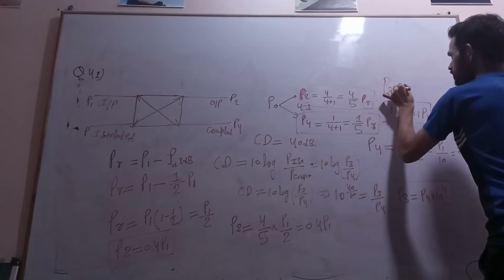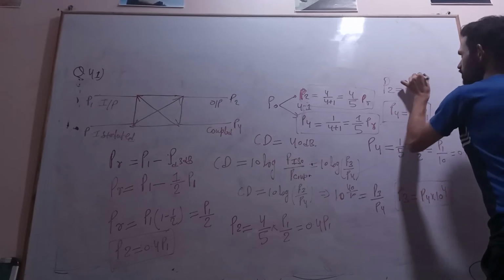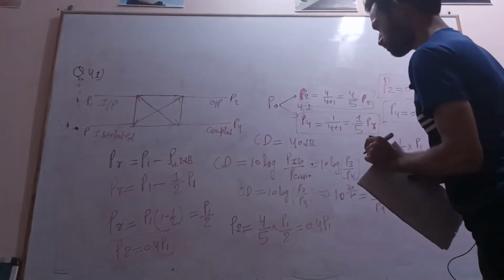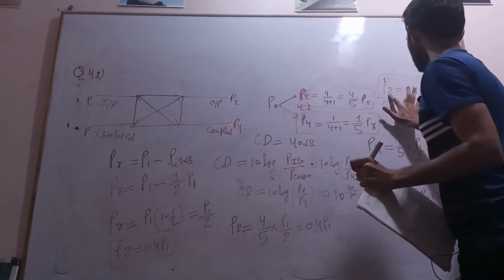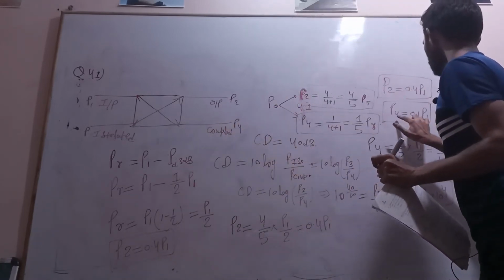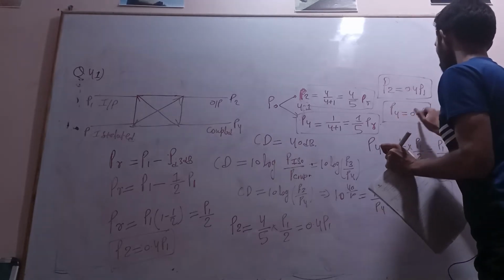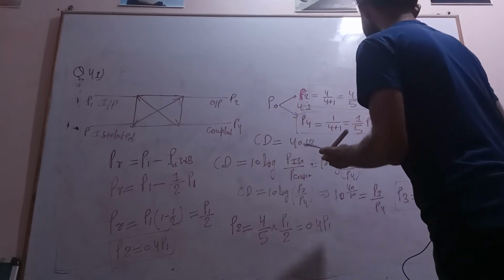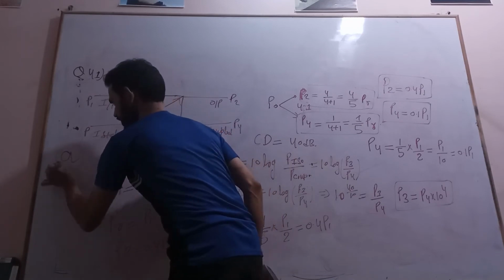My P2 is 0.4 P1. This is the answer: P2 is equal to 0.4 P1 and P4 is equal to 0.1 P1. So the answer is option A. Option A is correct for this.